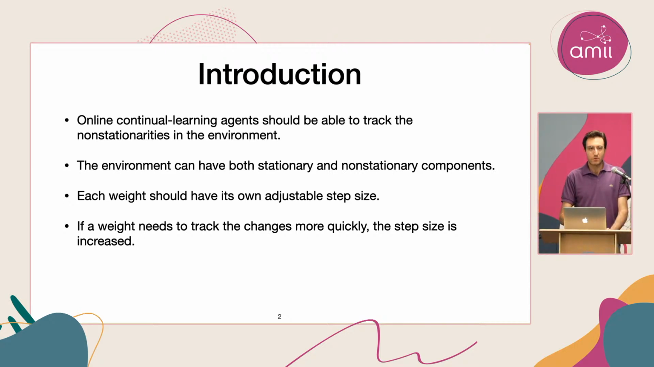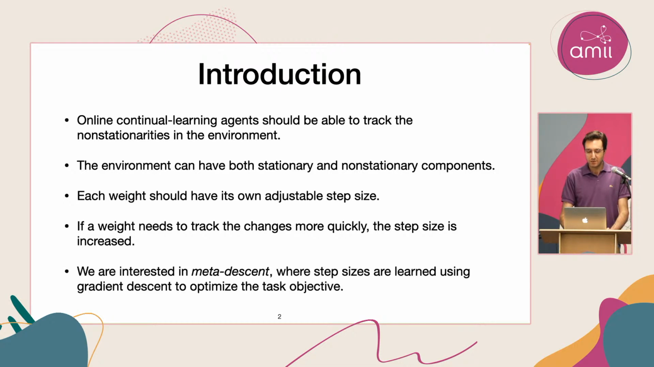So this is the problem of step size adaptation, and one solution to it is meta descent, which we are interested in. In meta descent, the step sizes are updated to optimize the same objective as the main objective of the problem. So both the weights and the step sizes are optimized by gradient descent to minimize the loss of the problem.